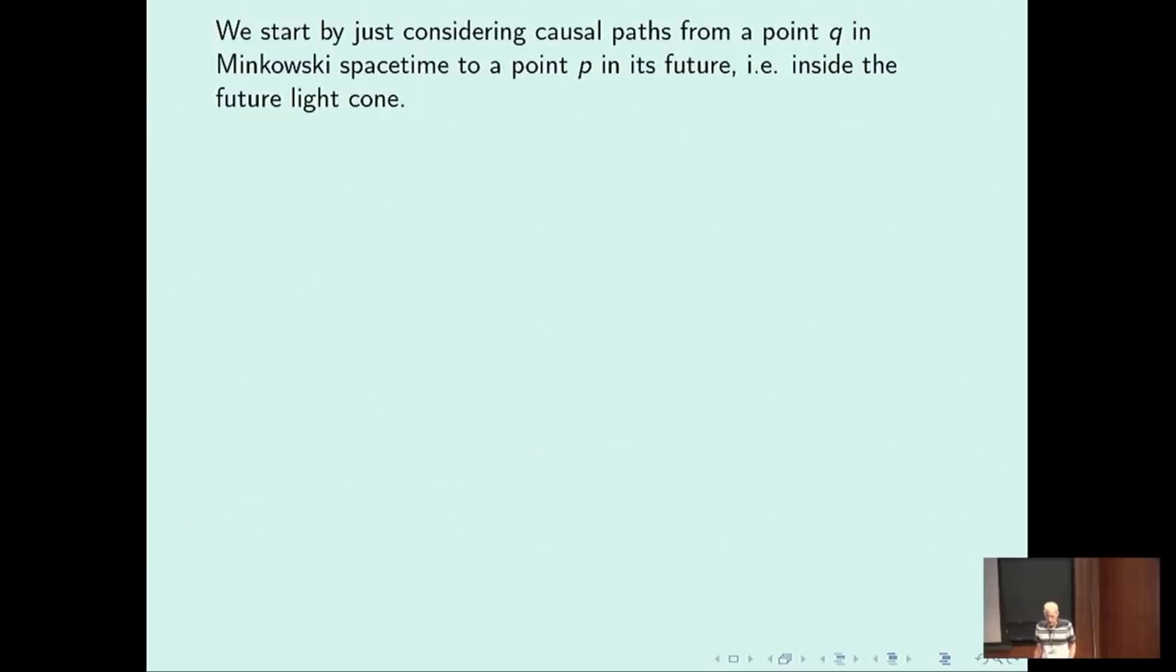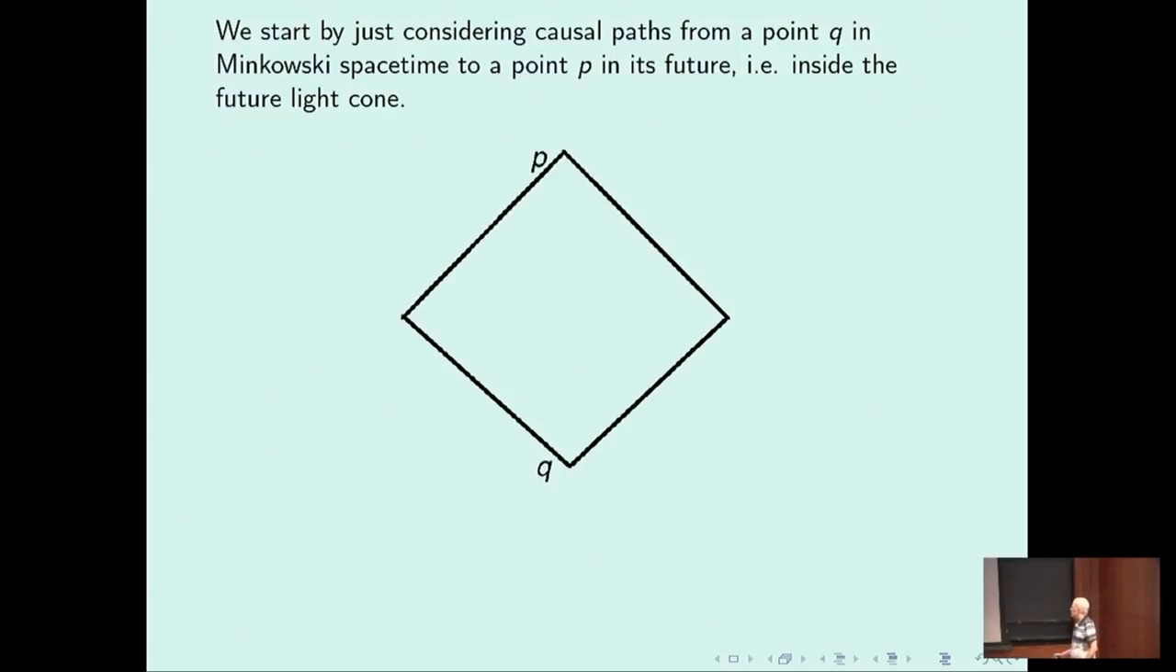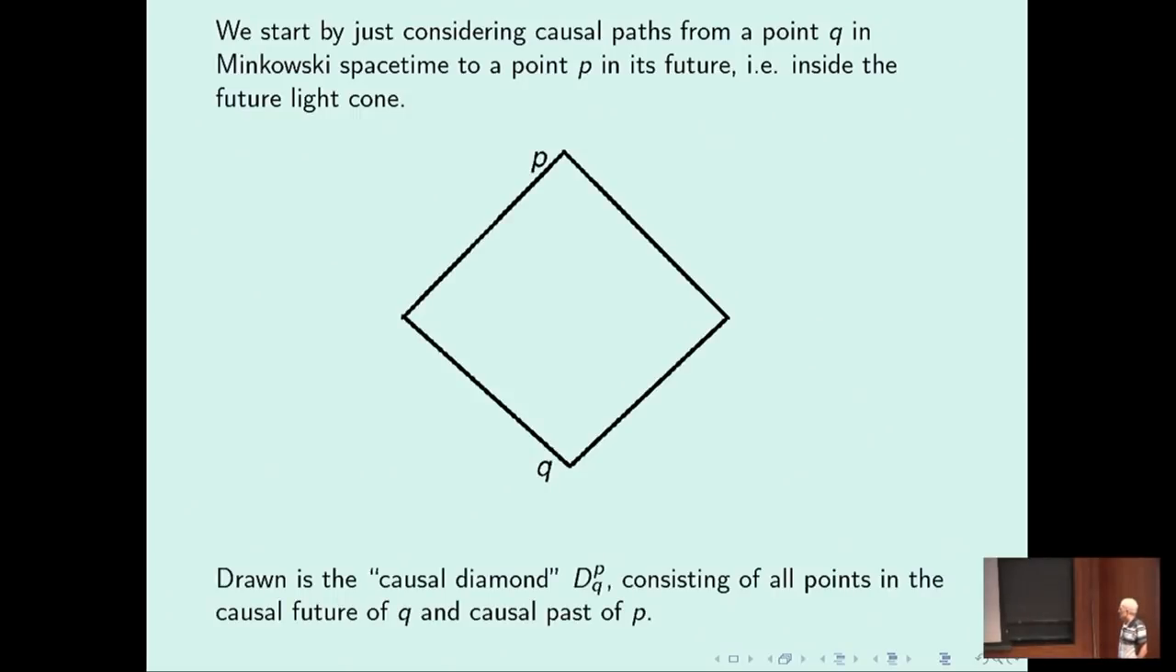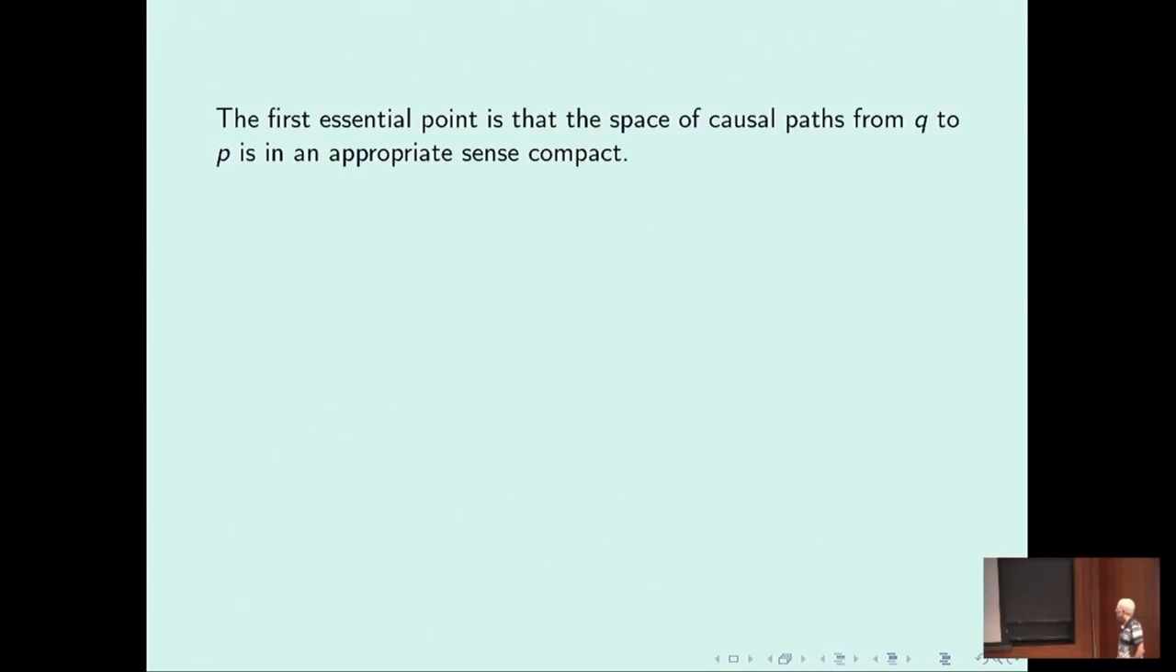So we'll start by just considering causal paths in Minkowski spacetime from a point Q to a point P in its future. Here's what's called the causal diamond of the points Q and P: all points that are to the future of Q and to the past of P. A causal path from Q to P will stay inside that causal diamond. I'll write D_QP for the causal diamond, and it contains all causal paths from Q to P. So the first essential point is that the space of causal paths from Q to P is compact.